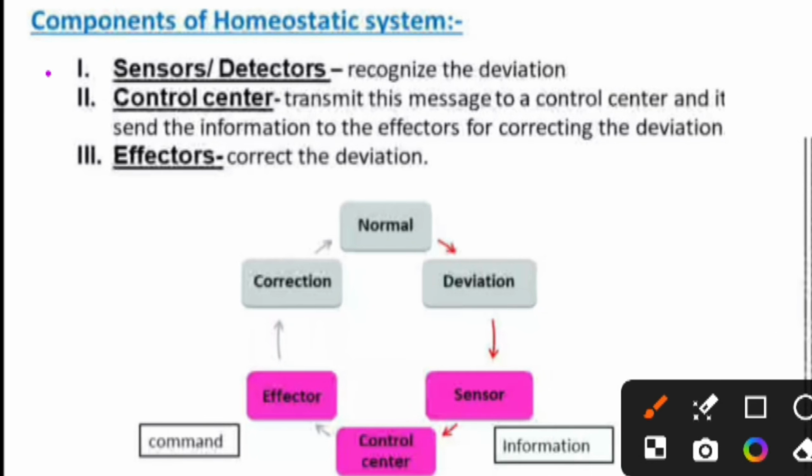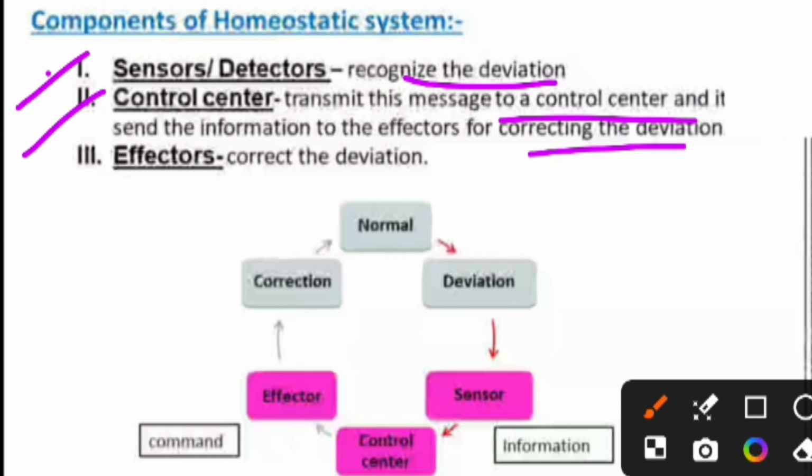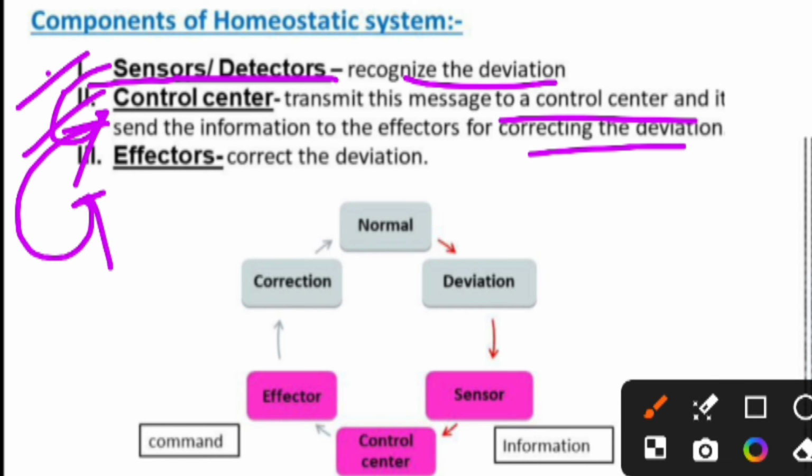Then the control system transmits the message to our control center, and it sends the information to the effector for correcting the deviation. The signal is recognized by the detector or sensor and comes into the control system. The control system, mainly the brain, acts as the control system, and the message or signal is sent as information to the effectors for correcting the deviation. So effectors help to correct the deviation.